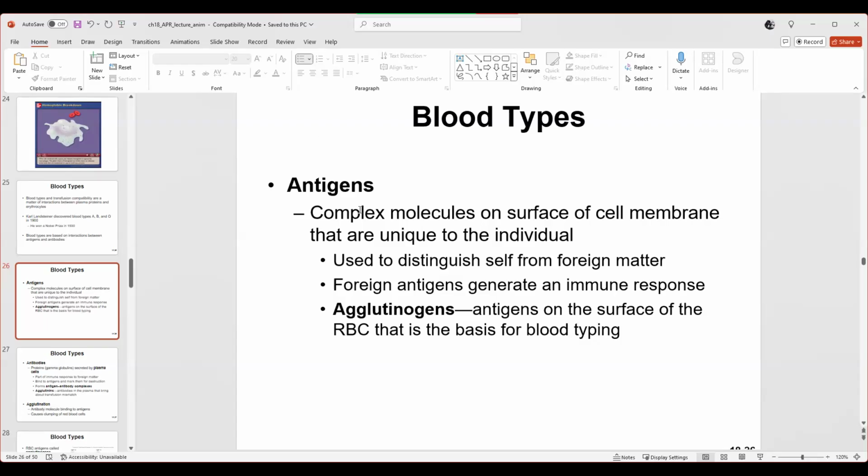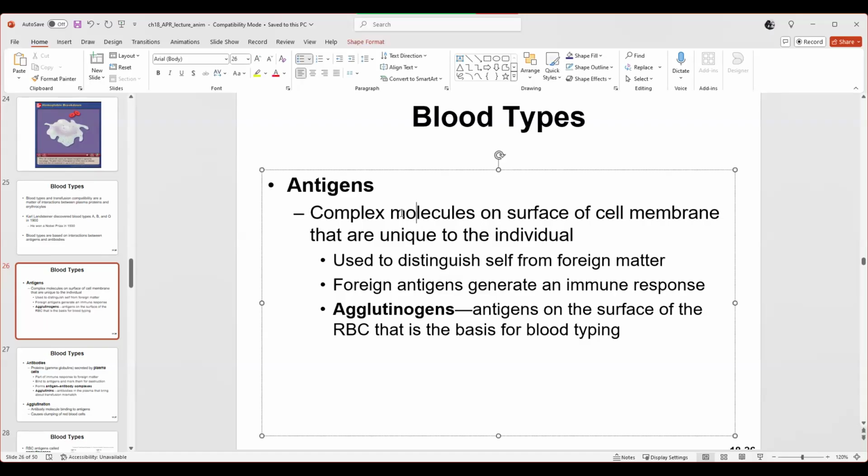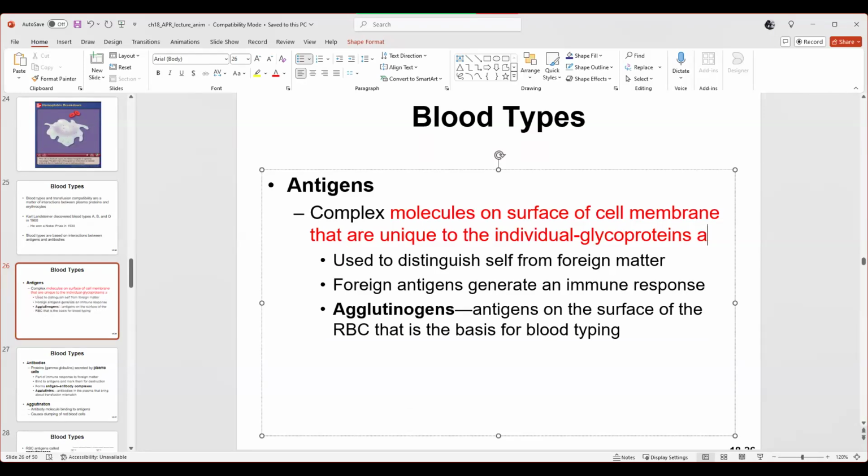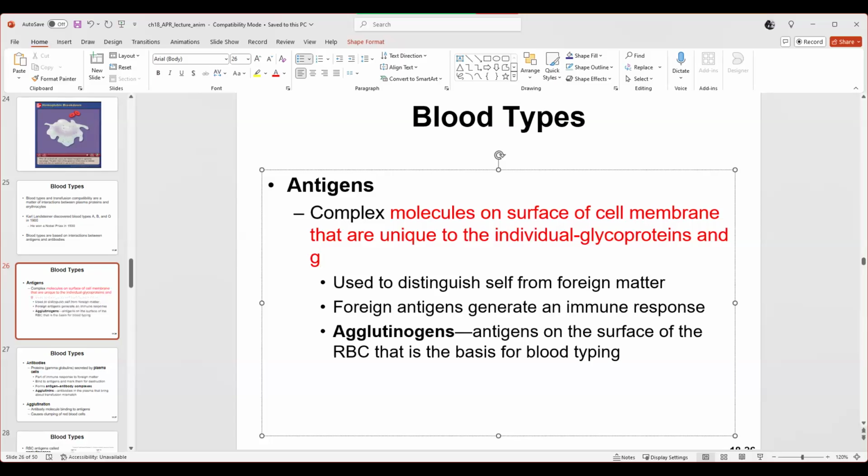So what we have are molecules found on the surface of our cells. Now, this is very general for antigen. It's just a combination of proteins, glycoproteins, and glycolipids that are found on the surface of our cells that allow us to figure out if your cells are part of your larger body, right?